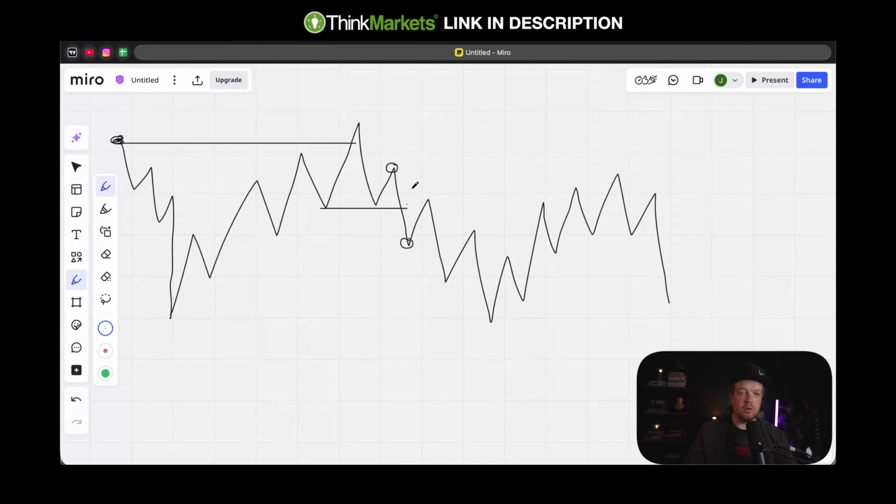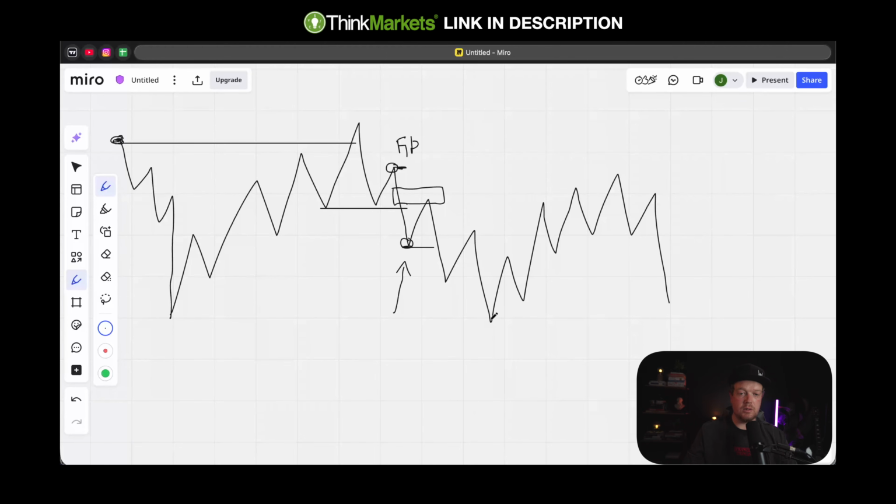So what we want to do now is take our fib tool and draw the fib from this high to this low. And we want to find the golden zone, that's from the 50% until the 78%. That's where we're going to enter, and we are going to target the next level of liquidity. In this case, it will be this low right over here.